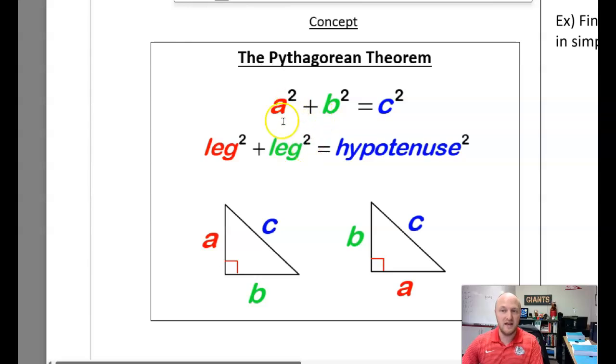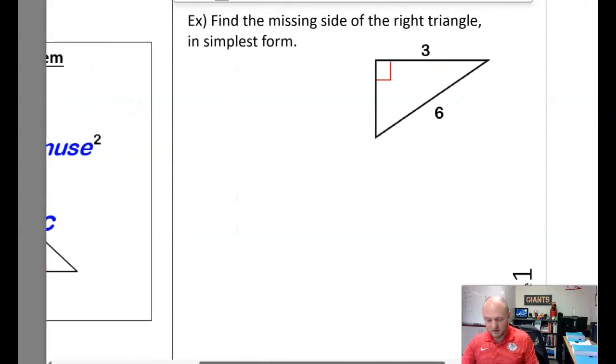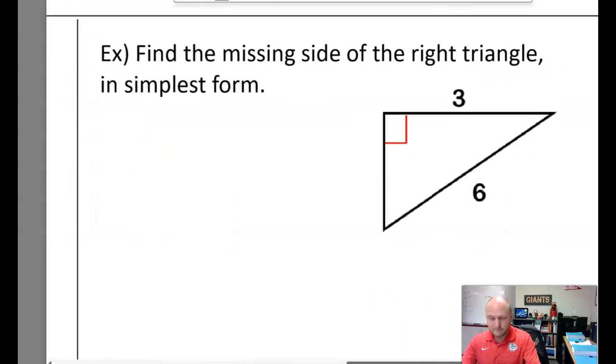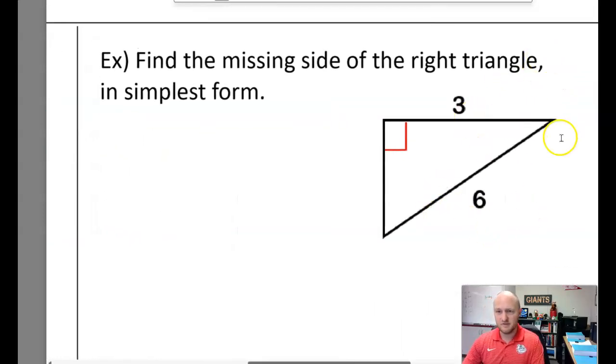Very important that your legs are your a and b. It doesn't matter, you can switch these. Your addition is commutative, I can interchange these. A and b can be each other, but c must be the hypotenuse. The side that is equal to the sum of the other two must be the hypotenuse. Okay, so very, very important. The hypotenuse must be identified. So that's the Pythagorean theorem: a squared plus b squared equals c squared. So let's look at an application of this.